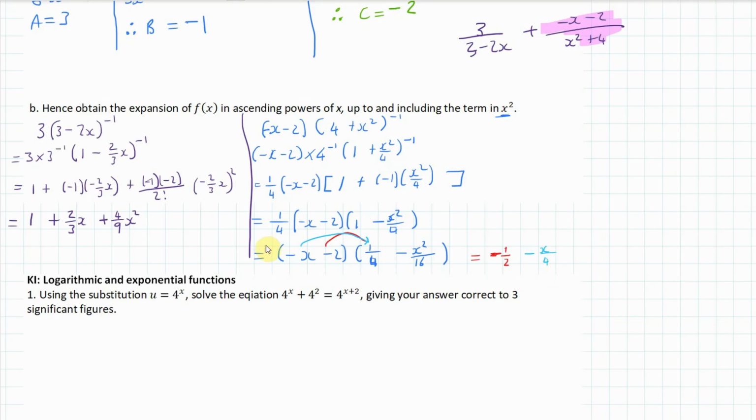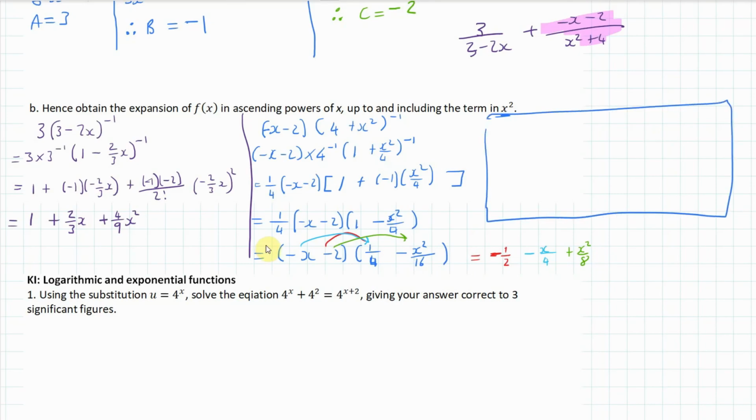Okay, and then the last one will be when we get an x squared term, which will be this one here. So that'll be plus x squared over 8. Okay? Now, all we need to do is put everything together.